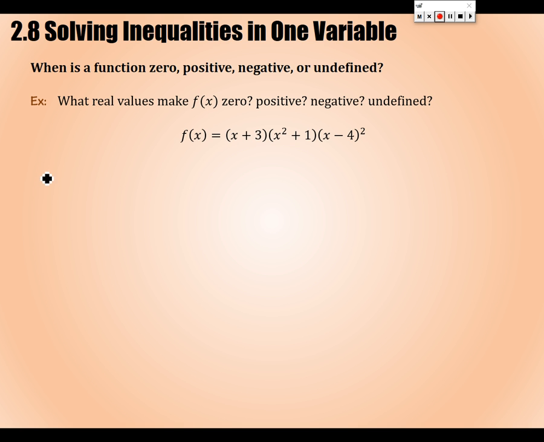So tell me when. I want to know precisely what x values make f of x 0. I want to know exactly what x values make f of x greater than 0, less than 0, and undefined.